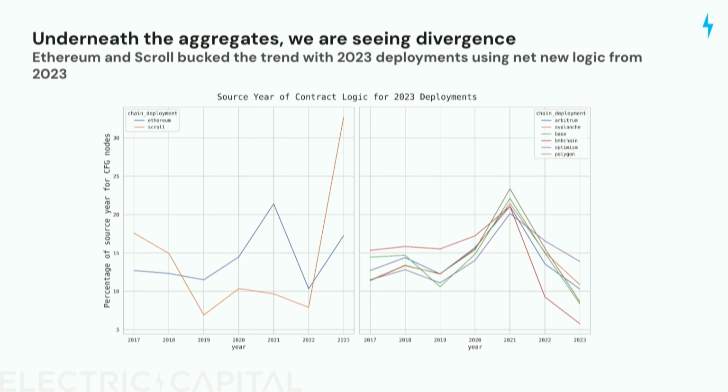But on the other side, with Ethereum and Scroll, you can see that Ethereum actually had a rebound from 2022. And in 2023, we see that a larger proportion of the contracts deployed during that year are using net new logic that first appeared and was first deployed in that year. And Scroll shows a similar trend.